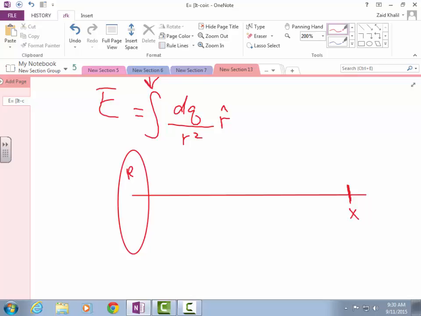So if I were to ask you, I take some element there. In other words, this charge is smeared over this ring, and so I take some tiny dq here. And the question is, let's suppose it's positive. Where is the direction of the electric field at point x from dq?